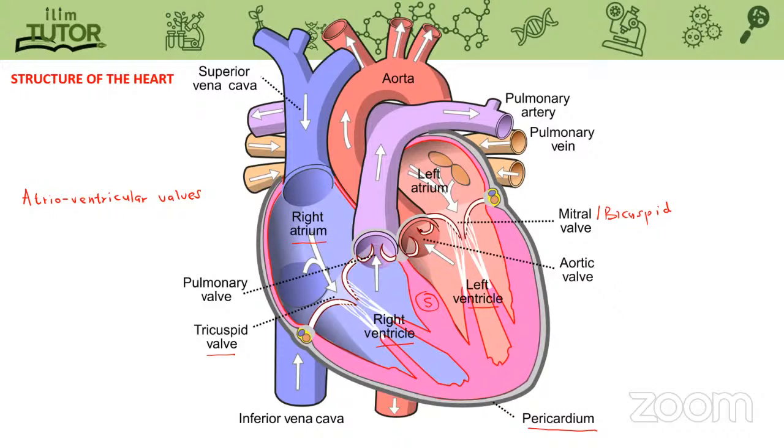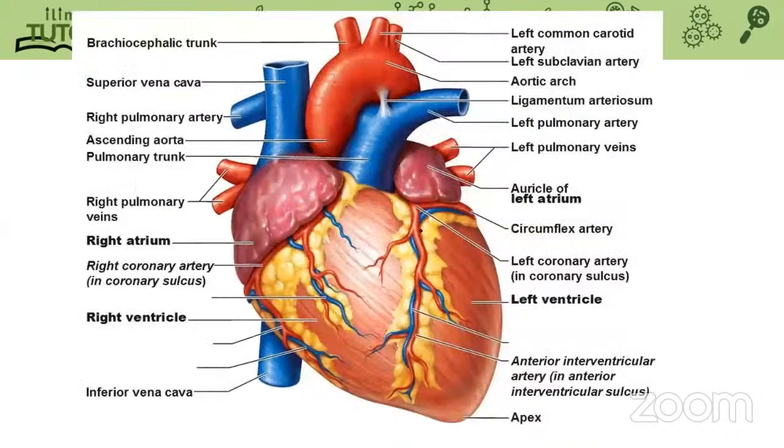So let's look at the heart from the outside. We can already trace the left auricle from this region. That is much of the left auricle as we can see. As far as the left ventricle is concerned, the left ventricle is this particular region here.